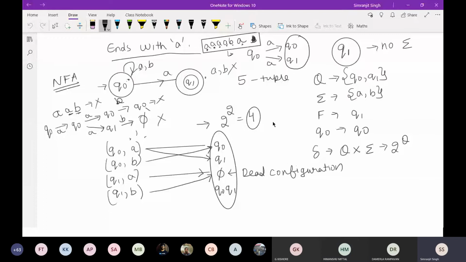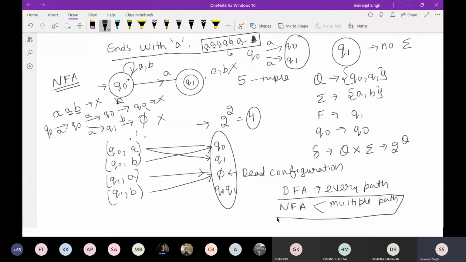If you see it clearly, in DFA every path is defined. But in NFA, every path is not defined, and there can be multiple paths for the same input. Multiple paths can be possible. So the real application of this NFA, if you see, is in multitask processing, like multi-threading in your GPU. Multi-threading is an application of this NFA.